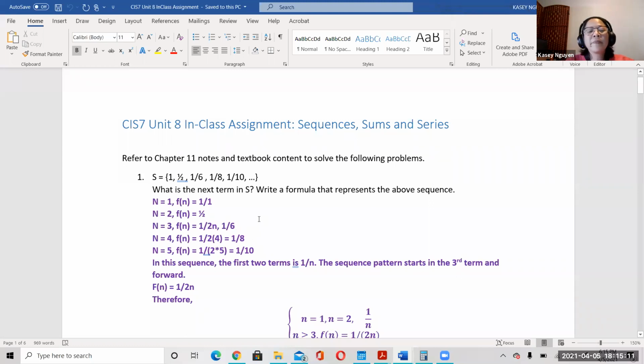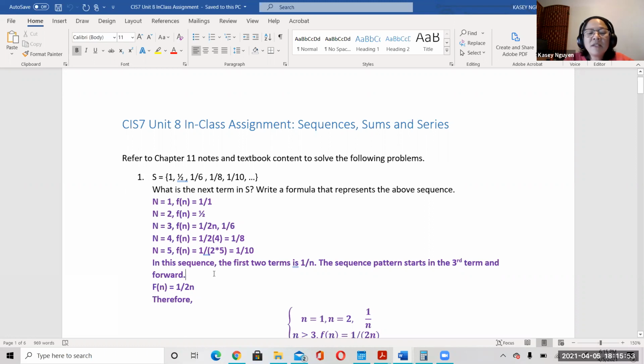Now when we start plugging in n is equal to 3, we have f of n is equal to 1 divided by 2 times n, which is 1 over 6. Then when n is equal to 4, f of n is equal to 1 over 2 times 4, which gives us 1/8. When n is equal to 5, we have f of n is equal to 1 over 2 times 5, or 1/10.